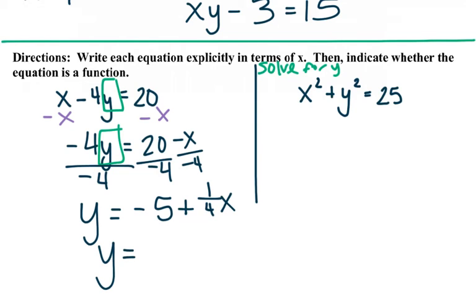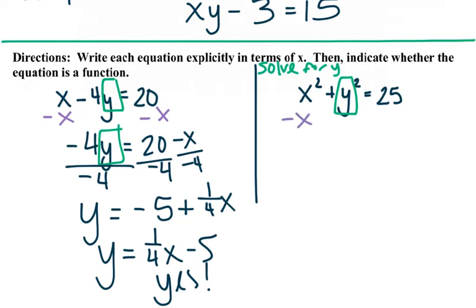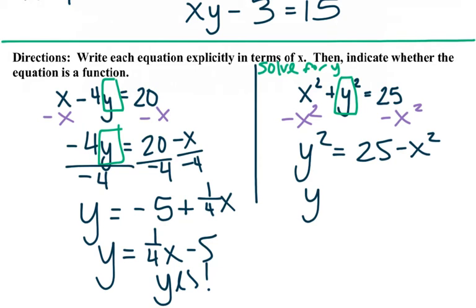Okay, so this becomes y equals -5 plus 1/4 x. And if I wanted to write this properly, I would put the x part first, the number by itself. And then you can check that this is a function, but this is a yes, just to save time. For the next one, remember I'm trying to get y by itself. So I'm going to move that x squared to the other side. Because it's positive, I'm going to subtract. So I have y squared equals 25 minus x squared. If I wanted to write that properly, I would put the x part first, but it really doesn't matter.